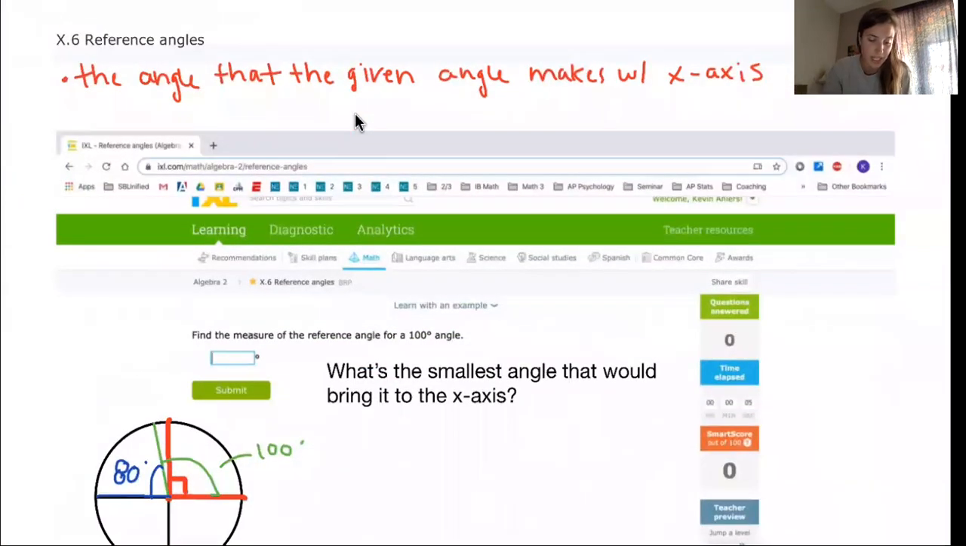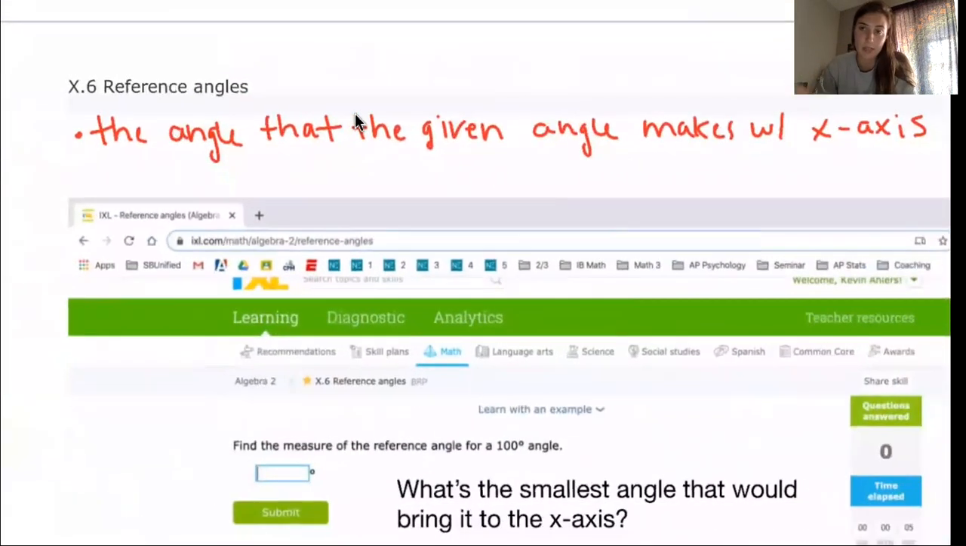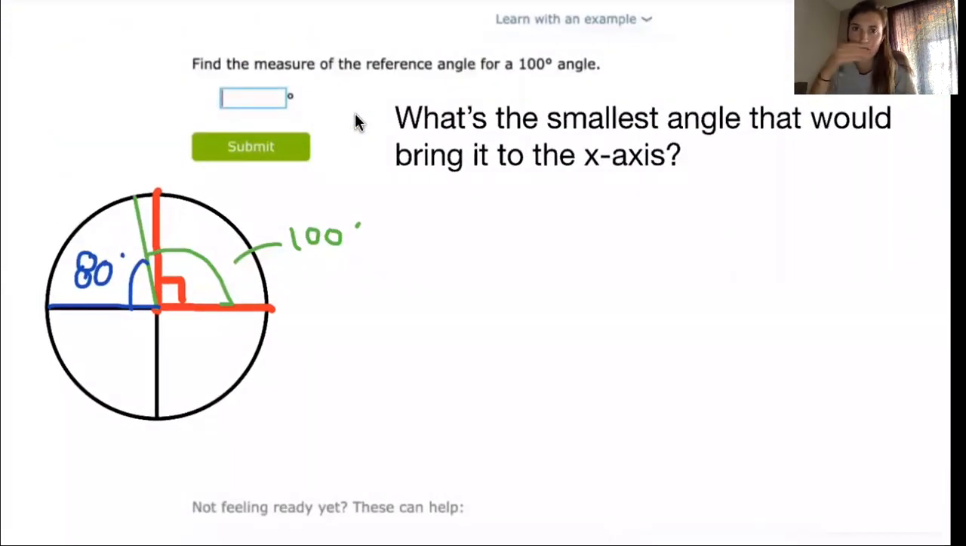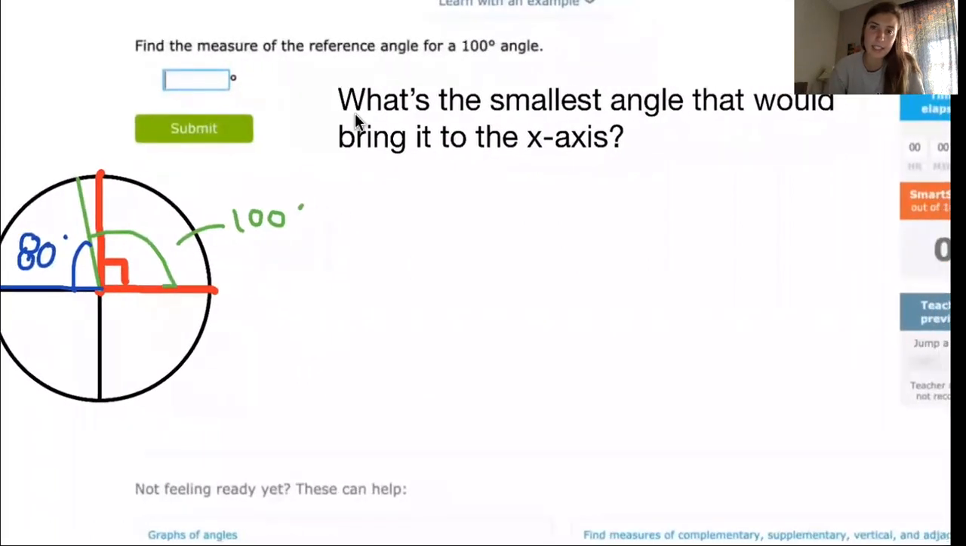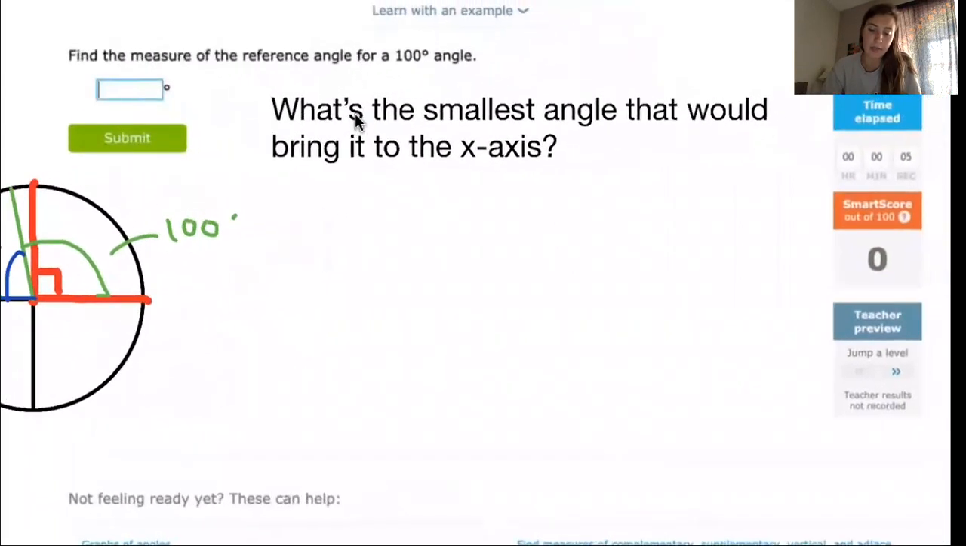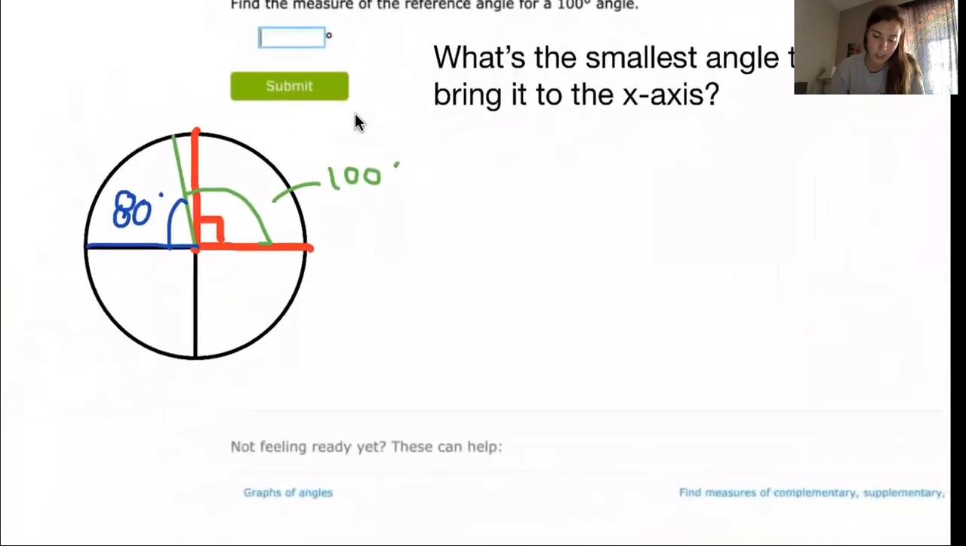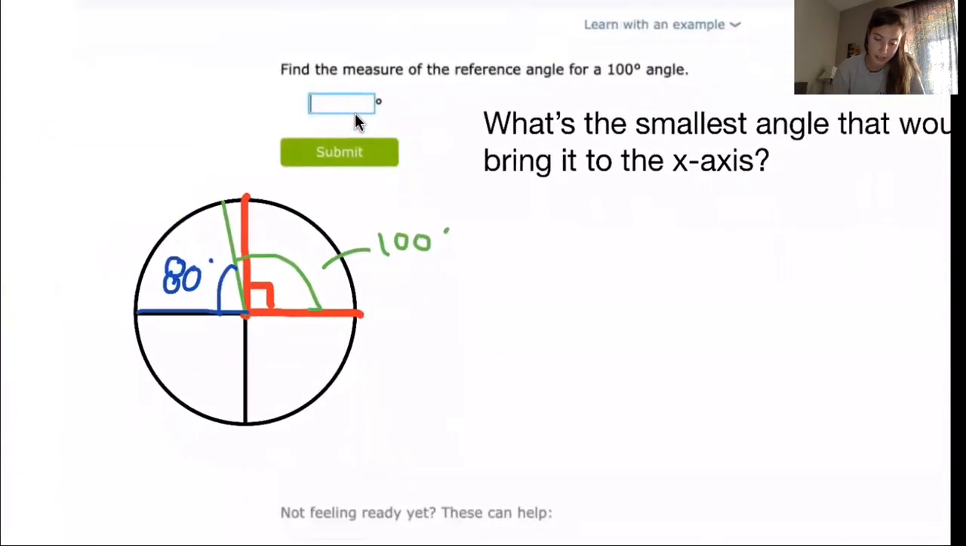Okay. This video is getting kind of long. Last section though, X6, reference angles. A reference angle, the definition is the angle that the given angle makes with the x-axis. That sounds pretty confusing, but let me show you an example. Find the reference angle for a 100-degree angle. I like to think of it as what's the smallest angle that would bring me to the x-axis.